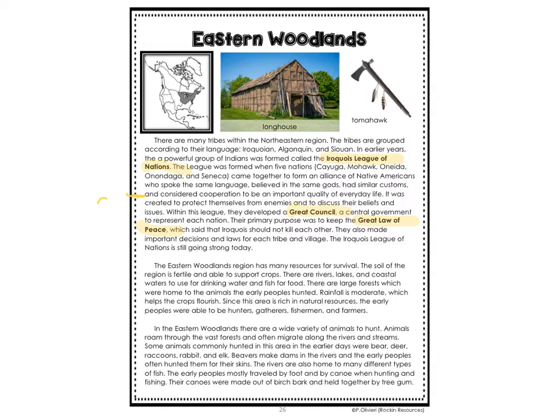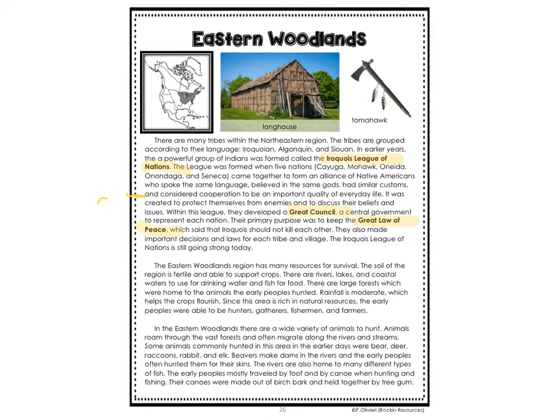Within this league, they developed a great council, a central government to represent each nation. Their primary purpose was to keep the great law of peace, which said that Iroquois should not kill each other. They also made important decisions and laws for each tribe and village. The Iroquois League of Nations is still going strong today.